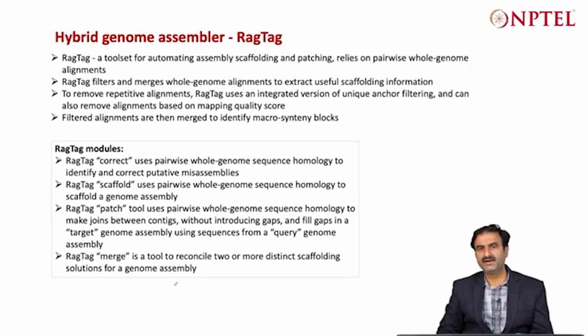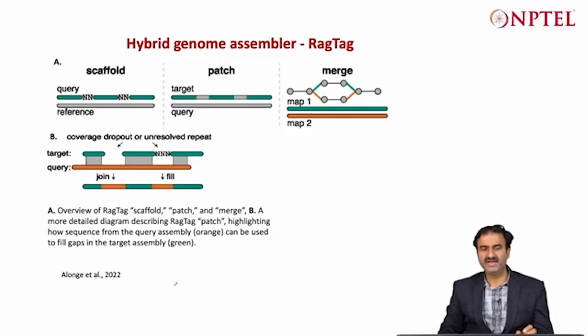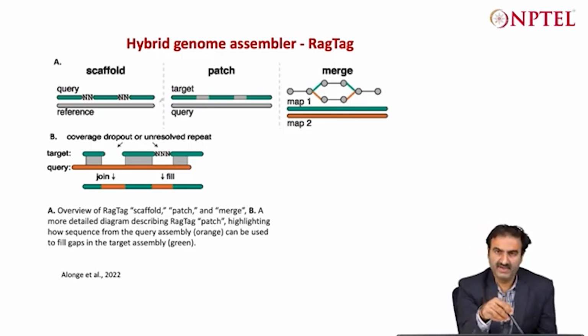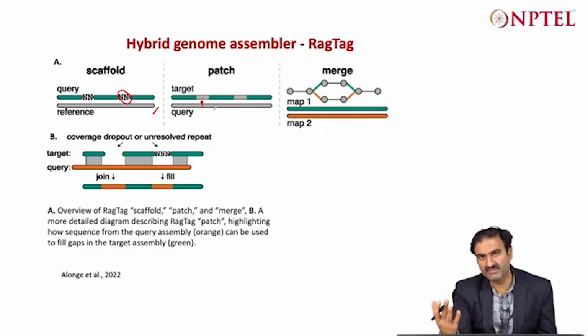And RagTag is also a tool to build the consensus using the long read and short read. What it does is first identify the regions in an assembly which are unfilled, basically gaps in the previous one, and then it tries to fill up those gaps, which we call patching, in that target assembly from the query, right. One assembly is taken as query and one as target.